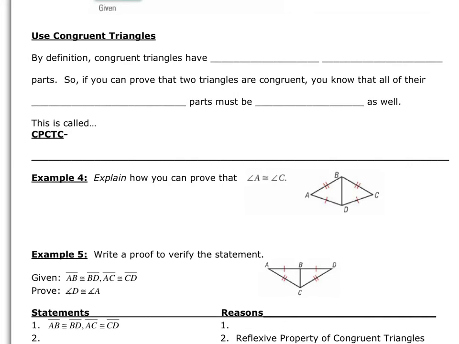Now, this last part is basically we're going to use congruent triangles. So it's kind of going backwards. What we've done previously is use shortcuts to say the triangles are congruent. If we have a few pieces, then we can say the triangles are congruent. So now we're going to take that and reverse it, kind of like the converse. So by definition, congruent triangles have congruent corresponding parts.